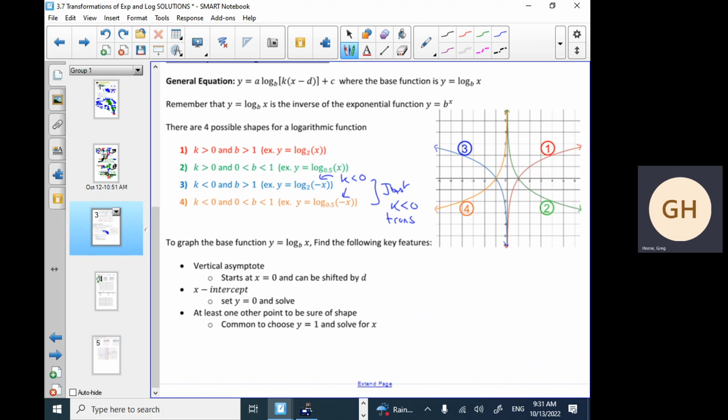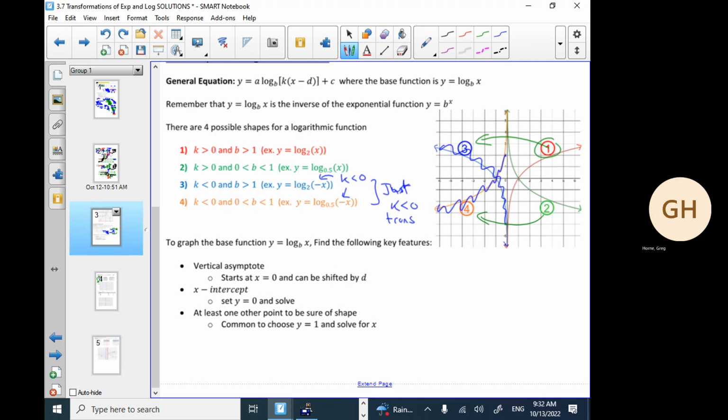I'm supposed to say "just," as I said it. Anyway, the 3 and the 4 are not fundamental shapes. They are just mirror images of 1 and 2 vertically, right? So you can see that 1 would mirror image to 3, and 2 would mirror image to 4. But that's just like a horizontal transformation.